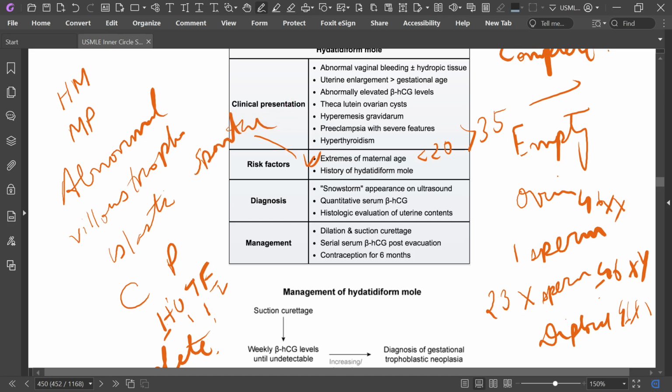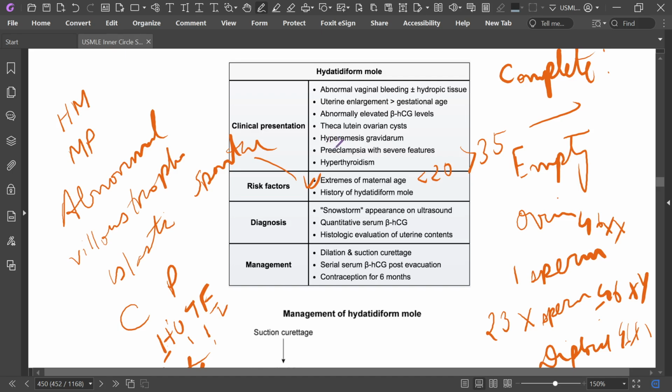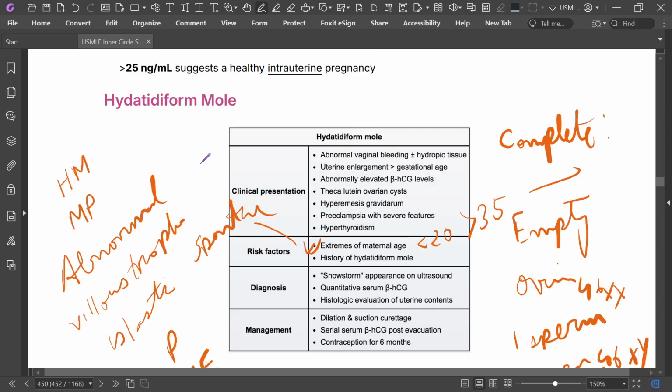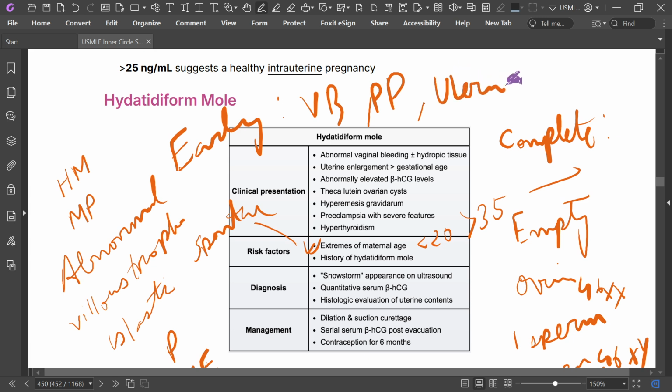Clinical features may be divided into early or late. Early features are vaginal bleeding, pelvic pressure, uterine size greater than the gestational age, and hyperemesis gravidarum.